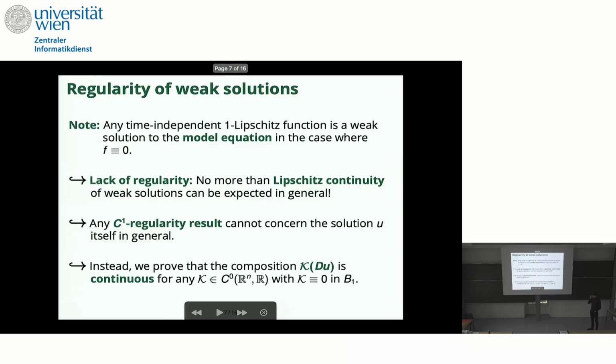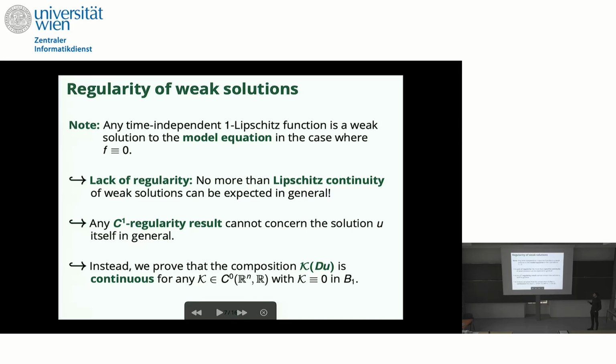Okay, next, let's talk about the interesting thing, the regularity of weak solutions. So we can quickly check that if we consider the homogeneous version of the model equation, that is, if we put f to 0, then we see any Lipschitz function with a Lipschitz constant bounded by 1, that is time independent, solves the equation weakly. But this is a problem, because therefore we simply cannot expect better than Lipschitz in general, right? In particular, we cannot expect C^{1,alpha}, in general at least. This leads to a lack of regularity arising from this large set of degeneracy.